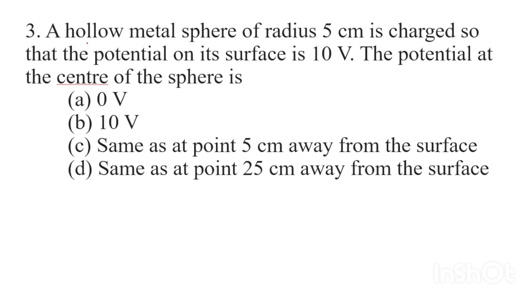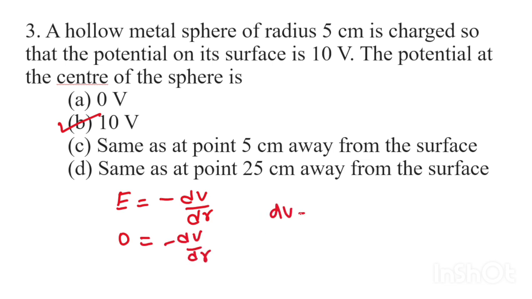Now question number third, a hollow metal sphere of radius 5 cm is charged so that potential on its surface is 10 volt. The potential at the center of the sphere, the correct option is 10 volt because electric field is given by E equal to minus dV upon dr. Inside the hollow sphere electric field is 0, so dV equal to 0 into dr.